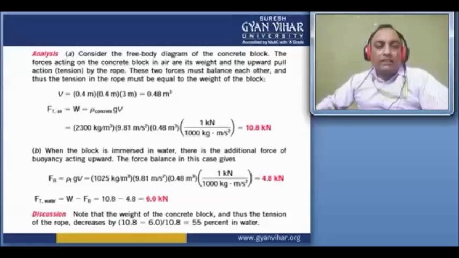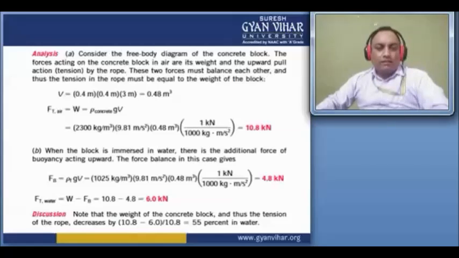What is the volume of the block here? V equals 0.4 times 0.4 times 3 meter, which is equal to 0.48 meter cube. For this, the force is the weight of the body, and the buoyant force is an upward force. So this is equal to 2300 kg per meter cube times 9.81 meter per second square times 0.48, and this will give about 10.8 kilonewton.